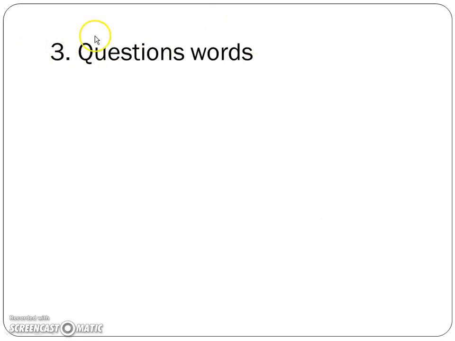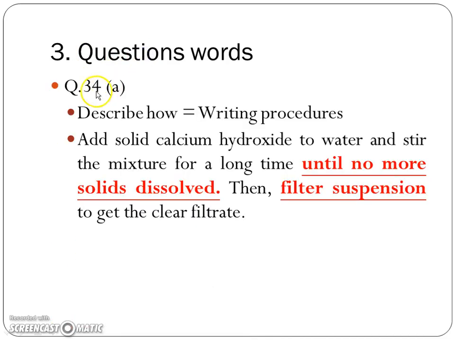Another point you need to note is the question words. If you are asked to describe how something is done, usually you are required to write the procedures. So in question 34A, you need to write in the details of how we can prepare the lime water until the final product is obtained. Add solid calcium hydroxide to the water, and stir the mixture for a long time until no more solids dissolve. You need to tell the others how you can repeat the same procedure.